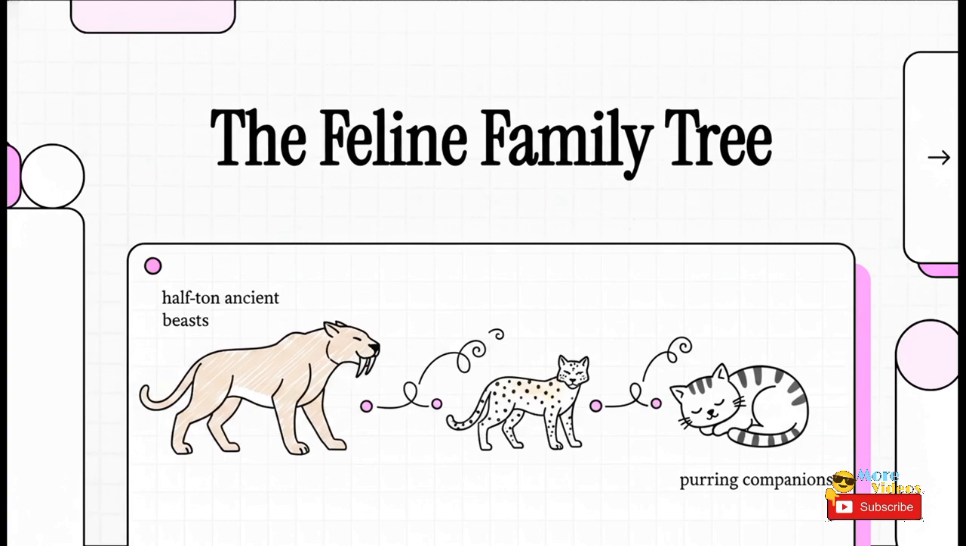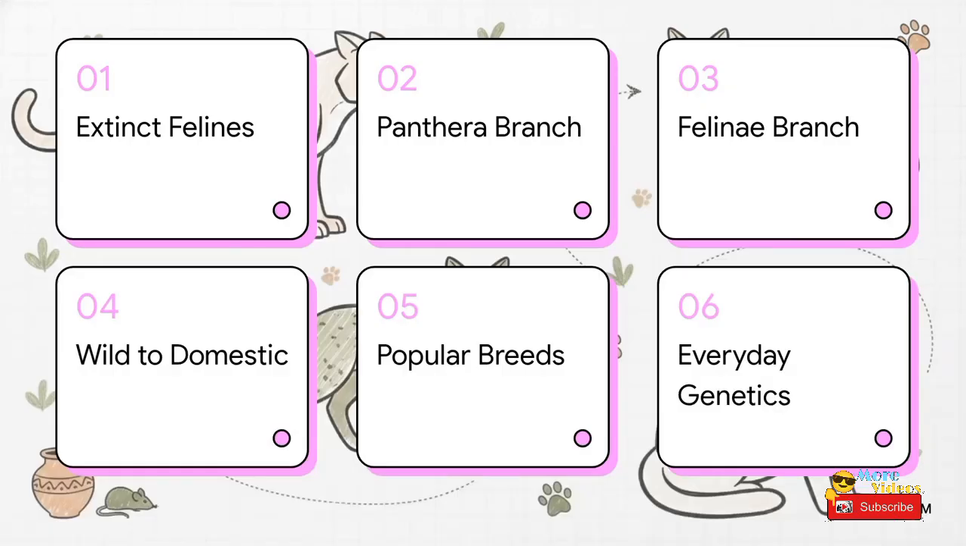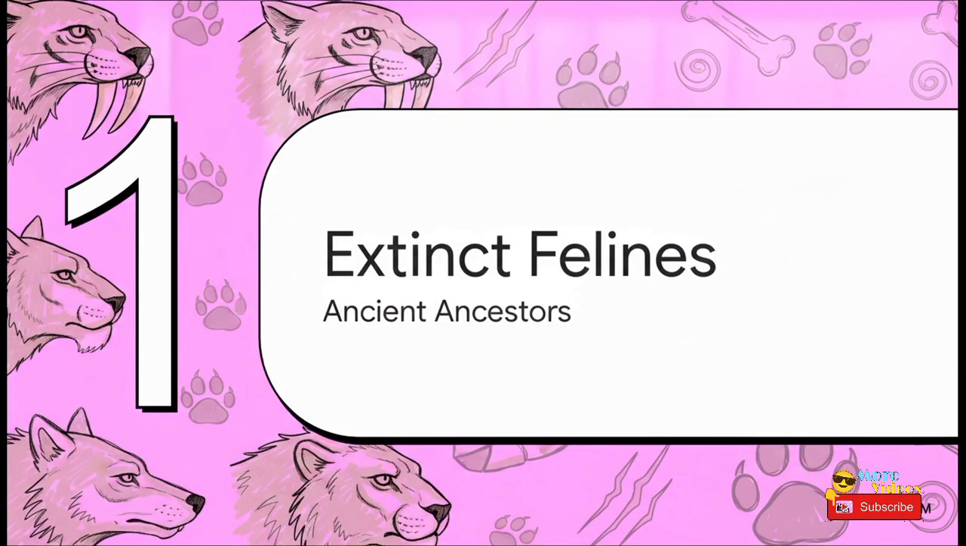There is just an incredible biological story here, and you know what? It's all connected. Here is our taxonomic map for today. We'll cover 1. Extinct feline ancestors, 2. The Panthera branch, 3. The feline branch, 4. From wild to domestic, 5. Popular domestic cat breeds, and finally 6. Genetics of everyday cats.